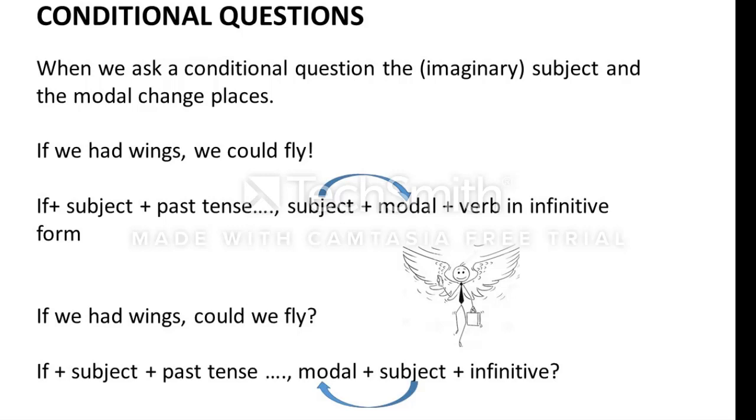in infinitive is fly. Every time I use could, would, any infinitive, I cannot use a past form or anything like it. I have to use it in infinitive without the to. So what happens when it's a question? Look at the one below. If we had wings, could we fly? So what did I do? I just switched instead of putting in the other result clause subject, modal, and the infinitive form of the verb, I put first the modal, the subject, and I maintain the infinitive verb there. I repeat, if we had wings, could we fly?